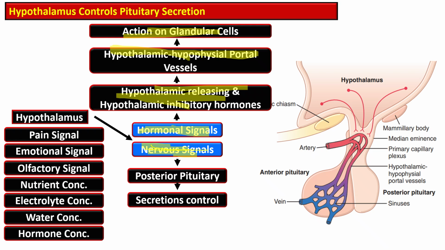The hypothalamus receives nervous signals from many sources in the nervous system. Thus, when a person is exposed to pain, emotional distress, olfactory signals, or alterations in nutrient concentration, electrolyte concentration, water concentration, or hormonal concentration, there is activation or inhibition, release or inhibition of the hormone from the pituitary gland.